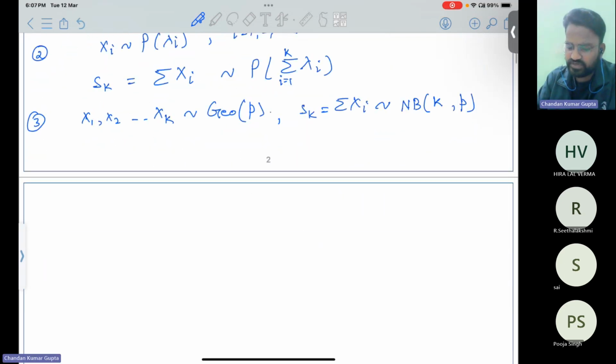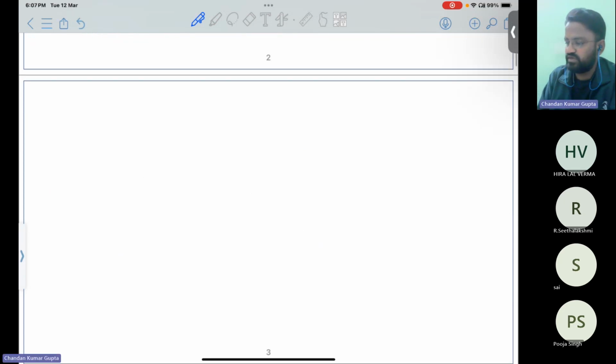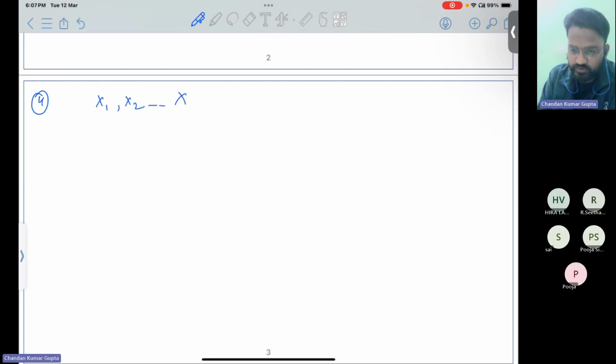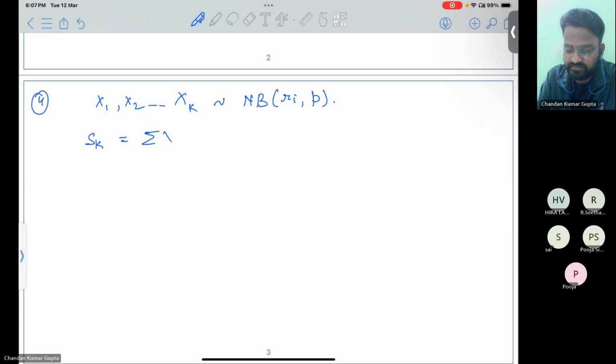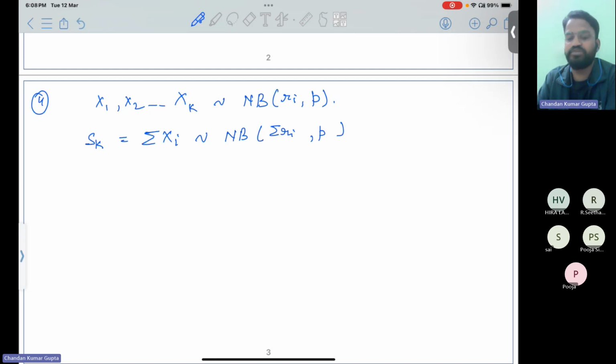When we are dealing with only one success, the negative binomial distribution reduces to the geometric distribution. Similarly, suppose X1 up to Xk are independent and follow negative binomial distributions with parameters ri and p, that is, r1 p, r2 p, and so on. Then again the sum also follows a negative binomial distribution with parameters summation of ri and p.